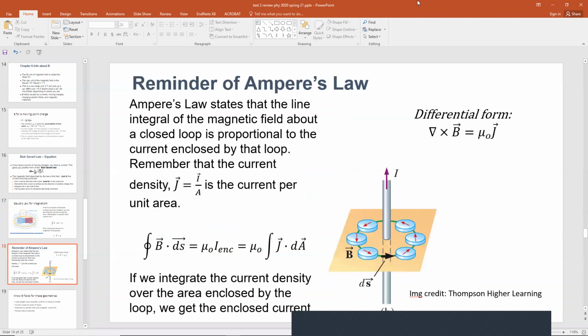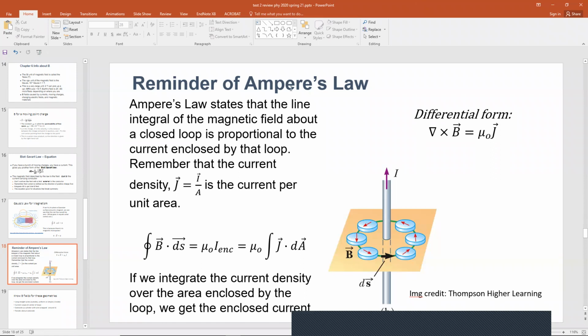Okay, here's Ampere's law. Ampere's law states that the line integral of the magnetic field about a closed loop, the integral of B dot ds about the closed loop, is going to be proportional to the current enclosed by that loop, okay? So the integral of B dot ds about the closed loop is equal to mu naught times I enclosed, okay? Now, if you're not enclosing the whole current, then you can find I enclosed by integrating J dot dA, the current density, over the area of your Amperian loop.